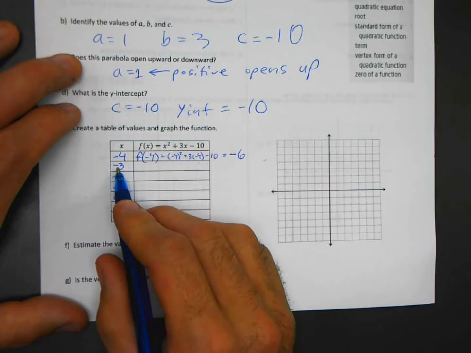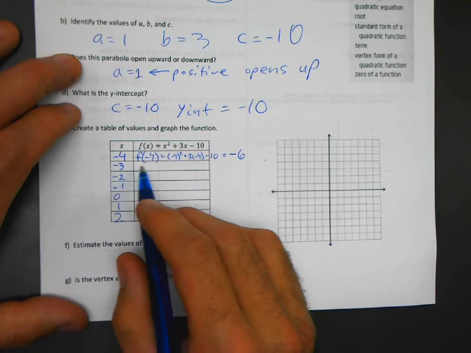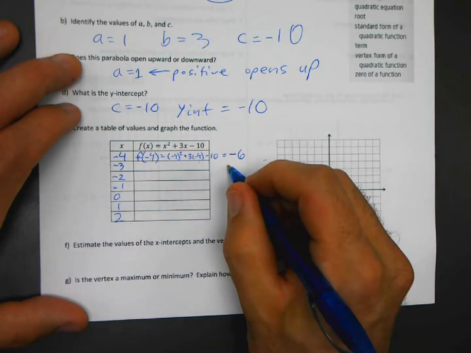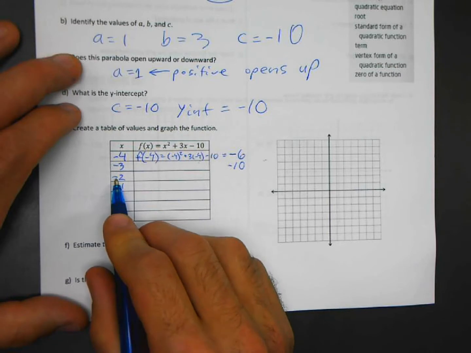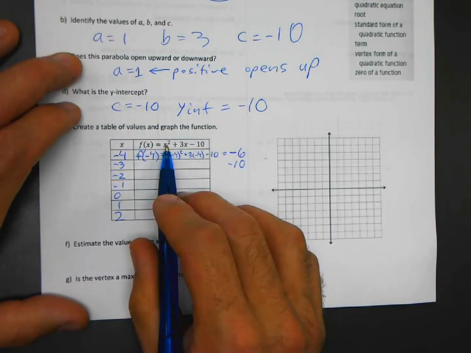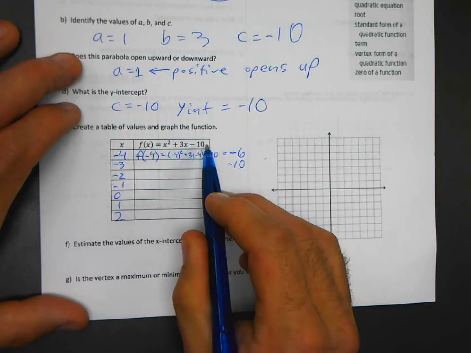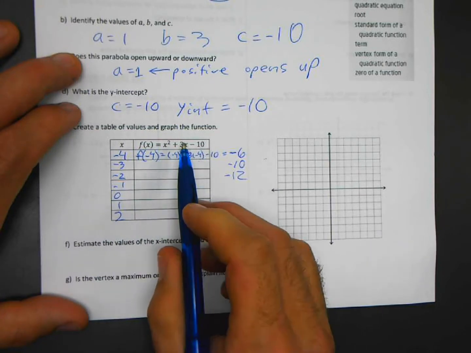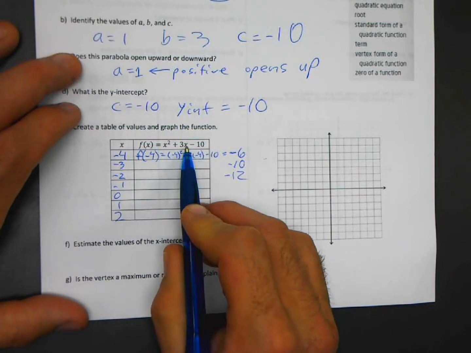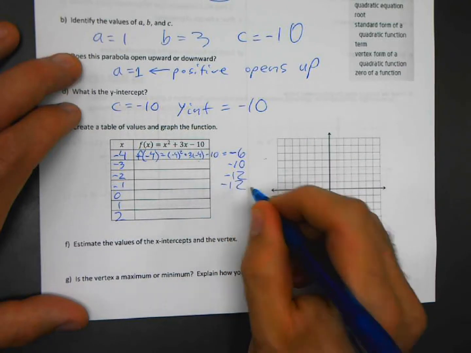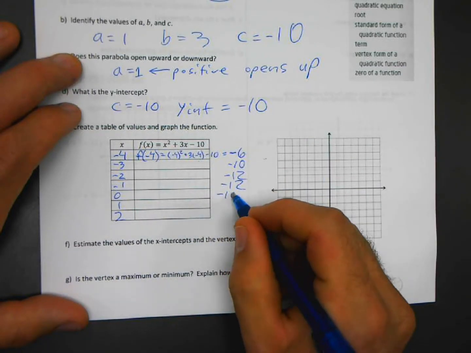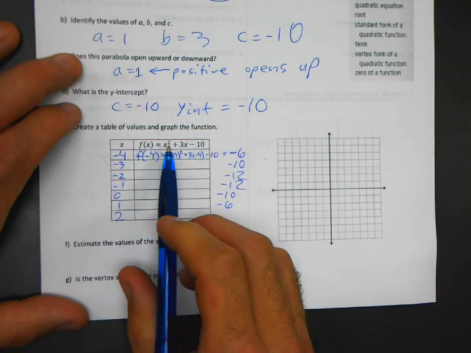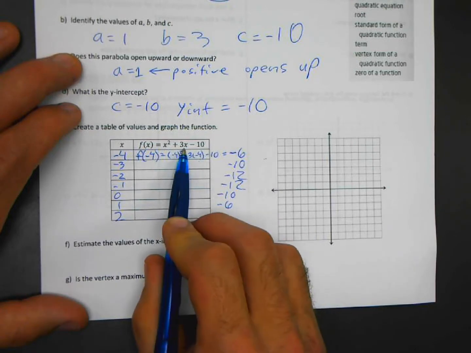When we put negative 3 in, I'm not going to show all the work. I'm going to go 9, take away 9 is 0, take away 10 is negative 10. When I put negative 2 in, I'm going to go 4 minus 6 is negative 2, minus 10 is negative 12. We'll put negative 1 in, it's going to be 1 minus 3 is negative 2, minus 10 is negative 12. Then we're going to get negative 10, negative 6, and when I put 2 in, I get 4 plus 6 is 10, take away 10 is 0.